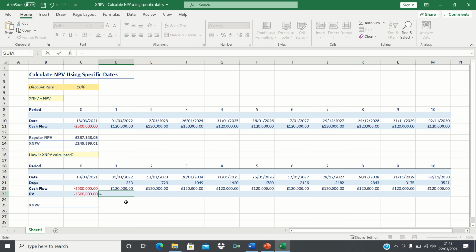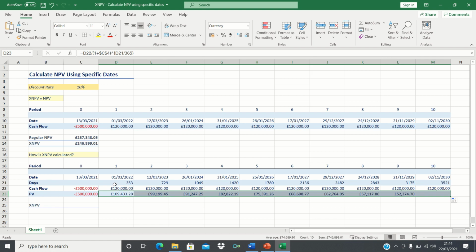For period 1, we take the cash flow and divide 1 plus the discount rate to the power of the days after today's date, which is 353 divided by 365 days in a year. Now, before we click enter, we're going to add absolute references to the discount rate to ensure this remains static as we bring the formula across. Therefore, this has calculated the present value of all future cash flows.